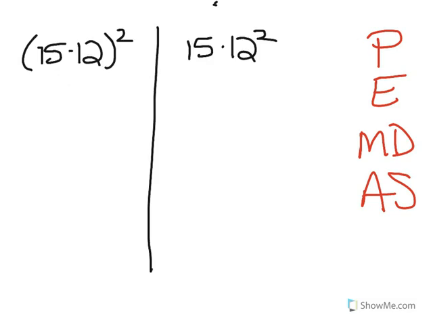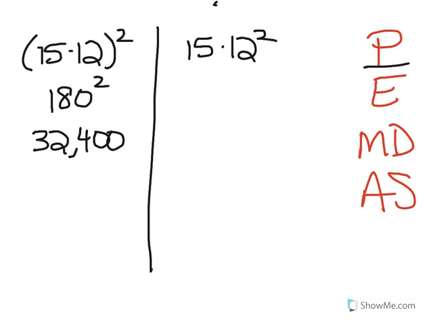Here I want to do two examples side by side to give you a contrast as to how things work. On the left, we have a grouping symbol and then a power. We do what's inside the parentheses first. 15 times 12 is 180, and 180 squared is 32,400. First we did the parentheses and then the exponent.